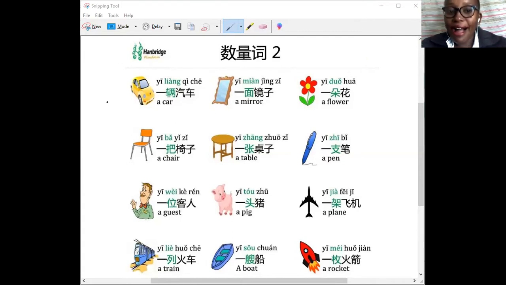For example, a car, its measure word is liang. So one car or a car will be 一辆汽车. If you look down here, we have a chair. One chair or a chair would be 一把椅子. So the measure word is 把. If you look just next to the chair, we have a table. And a table is called 桌子. So one table or a table will be 一张桌子. So the measure word is 张.